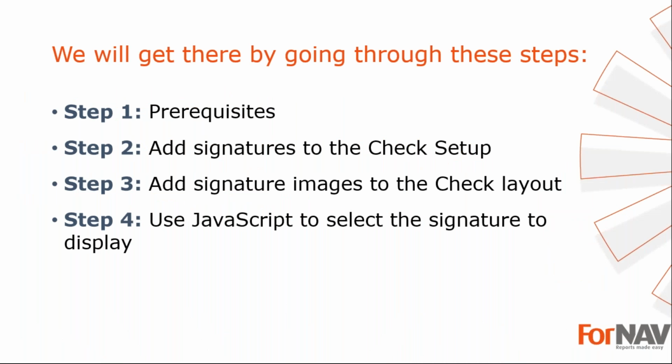To demonstrate adding multiple signatures, I'm going to use these steps. Step 1, prerequisites, what do I need to get going? In step 2, I will add signatures to the check setup table. In step 3, I will add the signature images to the check. In step 4, I will use JavaScript to select the correct signature. Let's start with the first step.